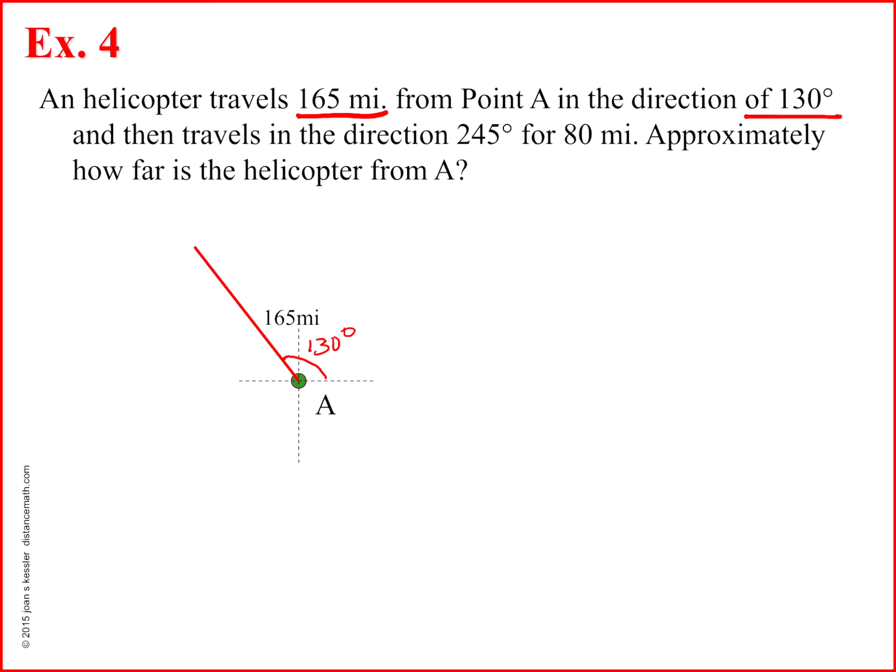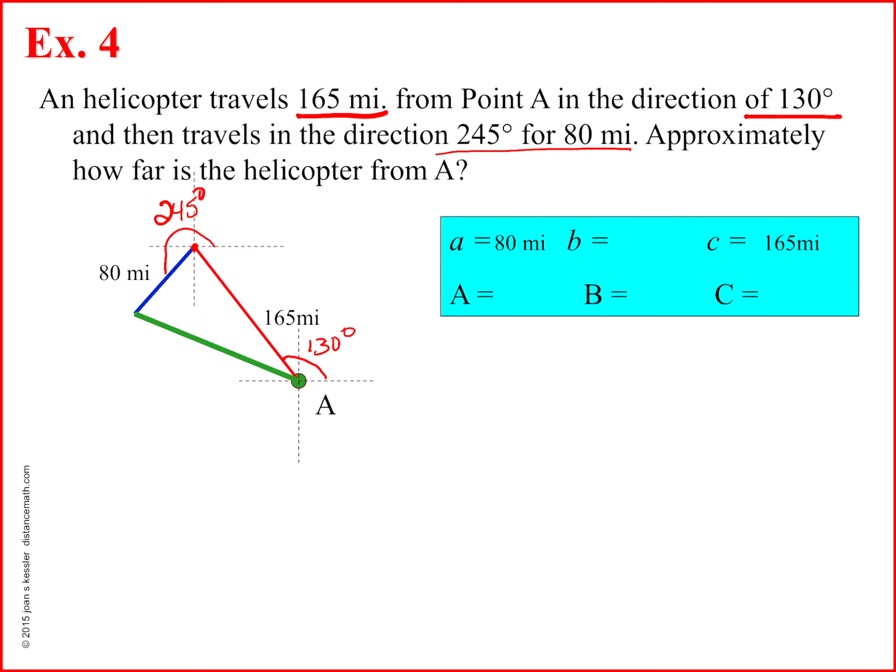Then from that point at the end where I stopped, I'm going to go 245 degrees for 80 miles. Again, think about that as being your 0, 0 point right here. From here to here is 245 degrees, and then we're going 80 miles in that direction. Then we need to complete our triangle right here. I'm going to say that C is 165, so label my B and C.